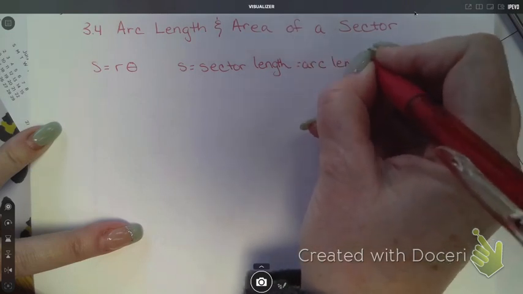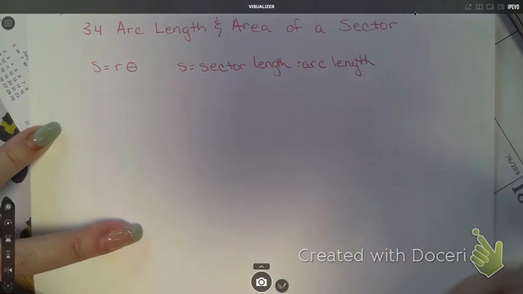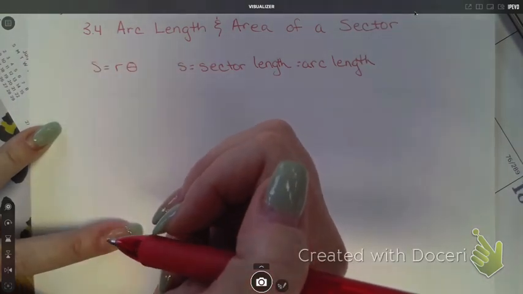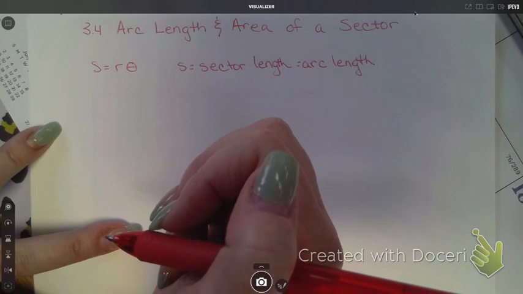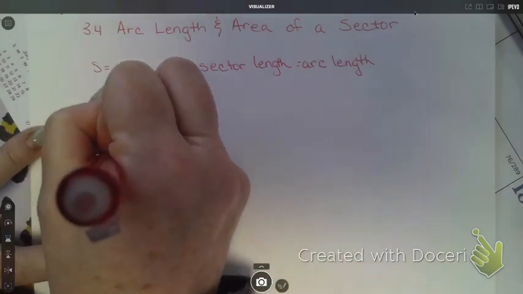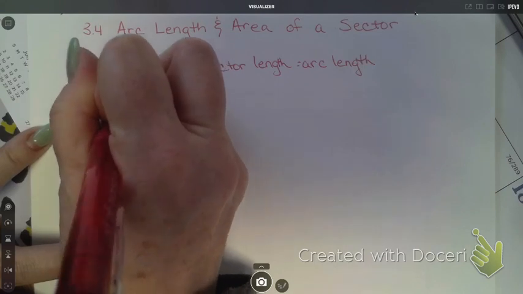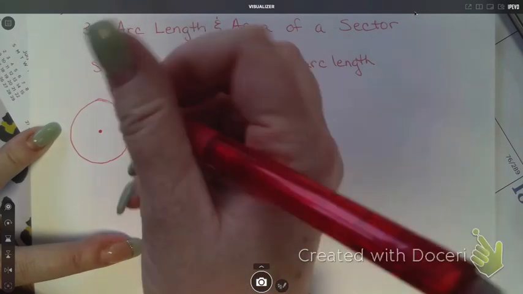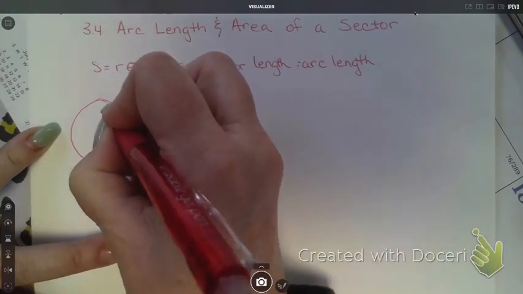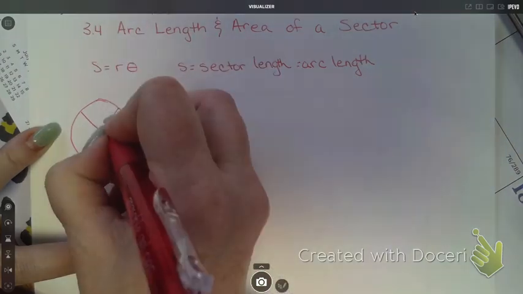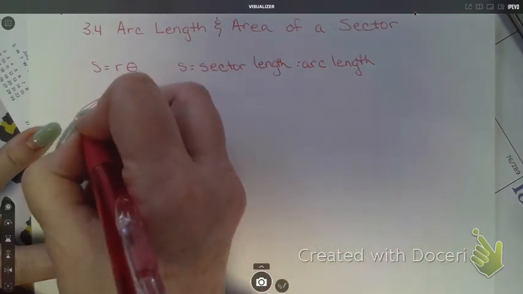Okay, what is a sector, guys? Part of a circle. A cut of a circle. Well, it is a part of the circle, but it's a specific part of the circle. It's from the center of the circle, cut by two radii. It's the section between radii. So this is the sector right here.